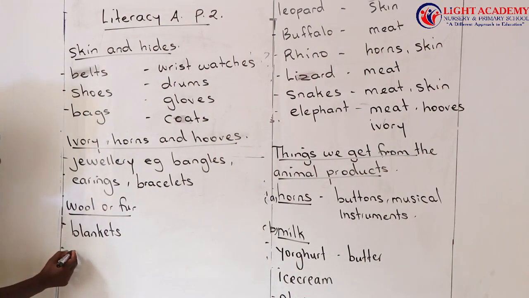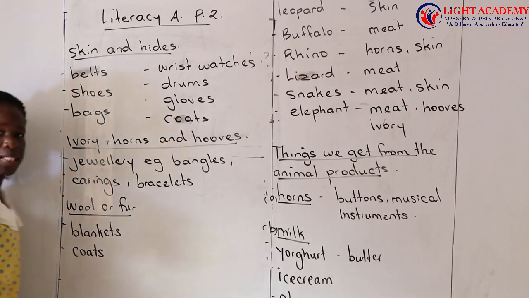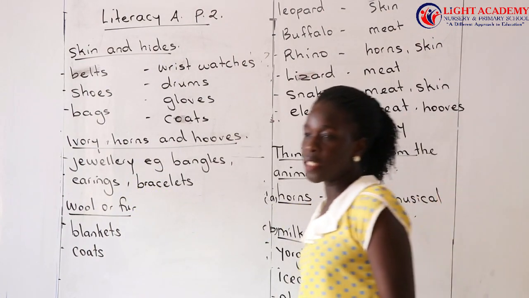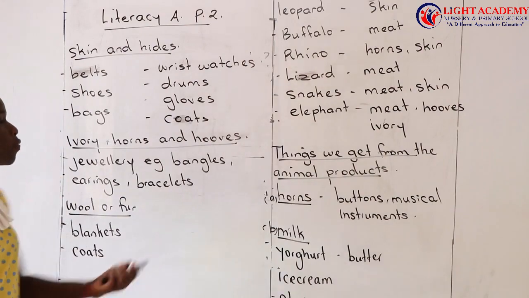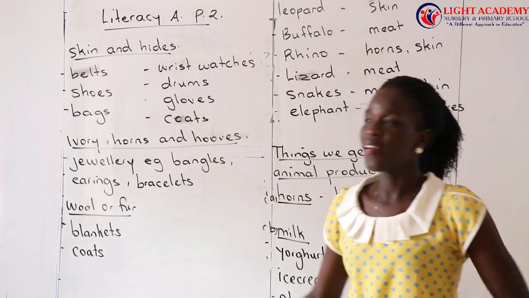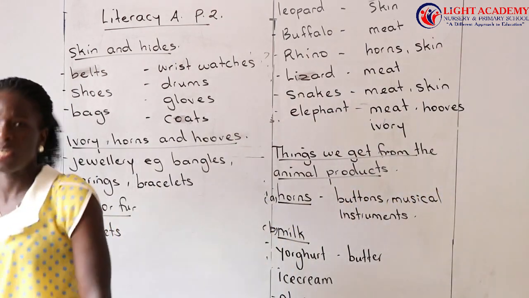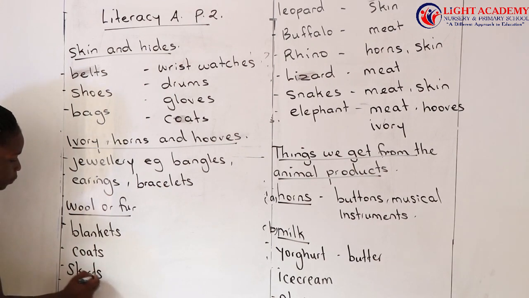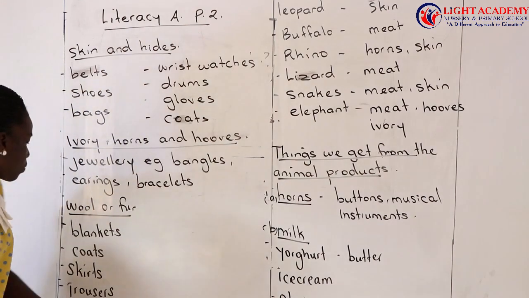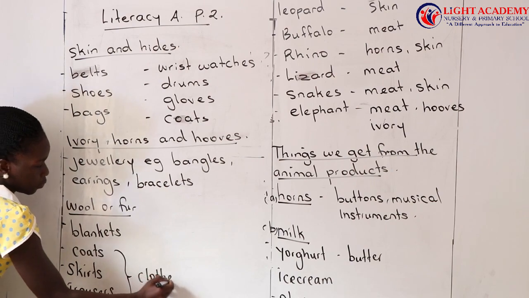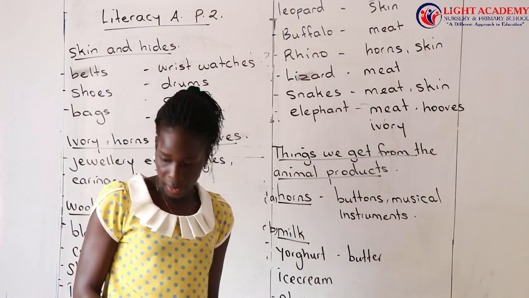People also have coats. They make woolen coats out of them. There are also woolen clothing. You find someone putting on a trouser made out of wool. You find someone putting on a shirt made out of wool. And you find someone putting on a skirt made out of wool. So people also make skirts and trousers out of them. Or you can put them in general as clothes, the clothes that people wear.